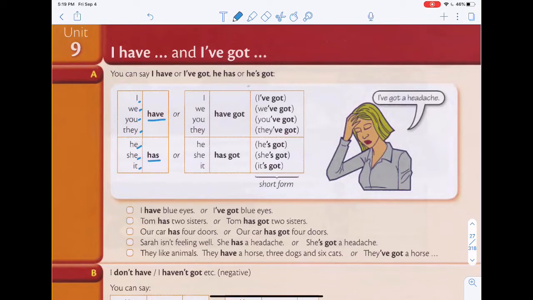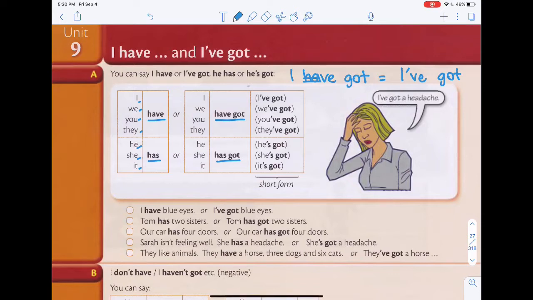Or you could say I, we, you, and they, you use have got. He, she, and it, you use has got. So have got and has got, you can put into short form. How you make it into a short form is that I have got will become I, take away the HA, so it'll be apostrophe VE, so I've got.